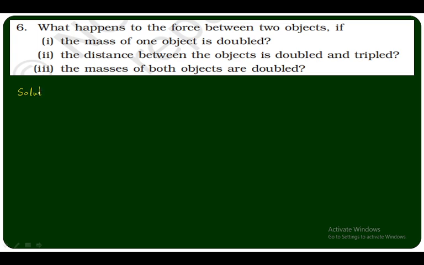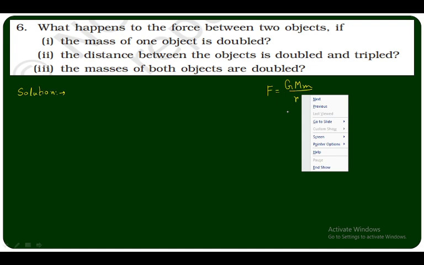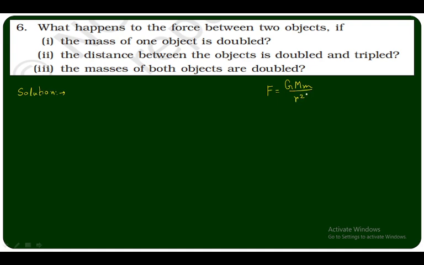We will solve it by mathematics. According to the universal law of gravitation, the force of gravitation between two objects is given by F = G M m / r², where capital G is the universal gravitational constant, capital M is the mass of one object, small m is the mass of the other, and r is the distance between their centers.